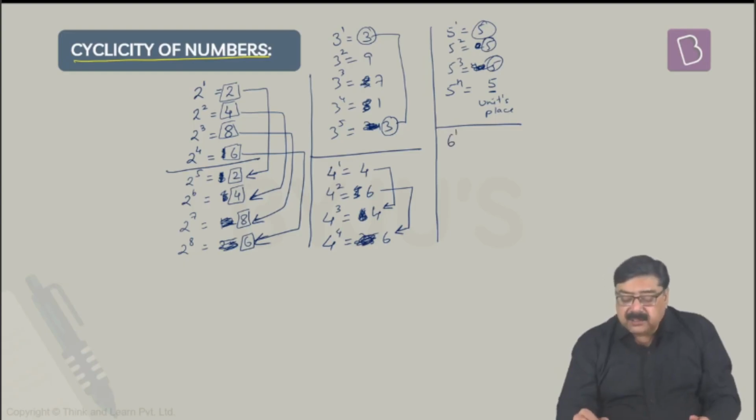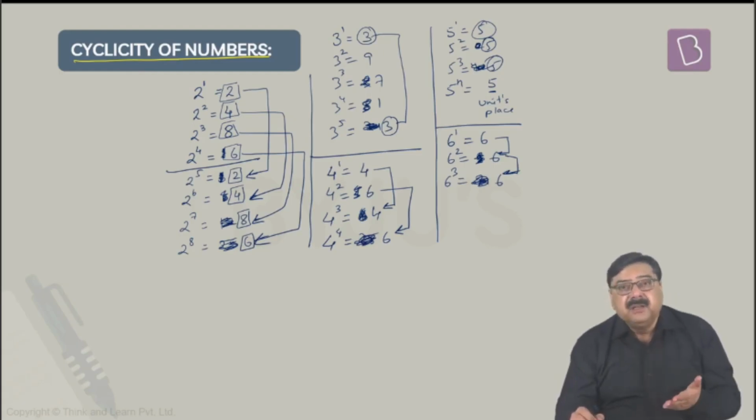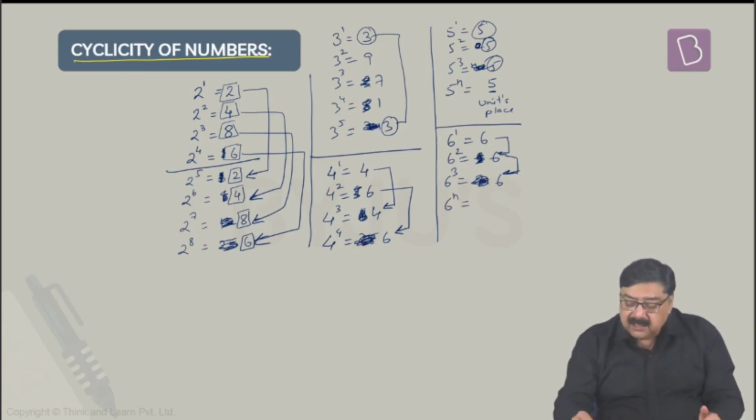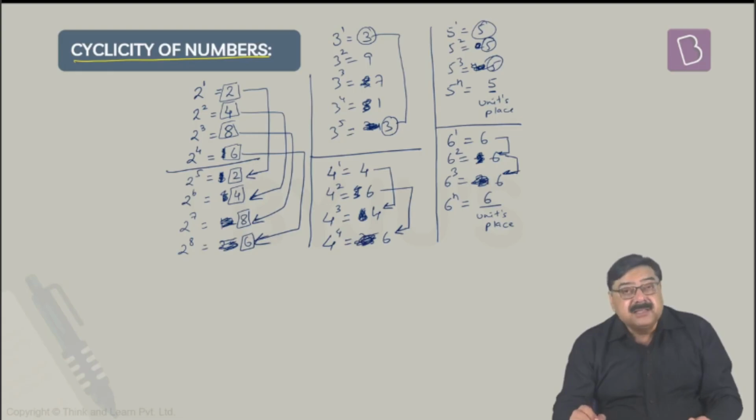Similar is the case with number 6. 6 power 1 is 6. 6 power 2 is 36. Remove this 3. We just need the digit in the units place. 6 power 3 is 216. So we find that at a difference of every 1 power, the same digit 6 appears in the units place. So 6 power n will still have number 6 in the units place. So we can say that number 6 has cyclicity of 1, similar to the cyclicity of 5.